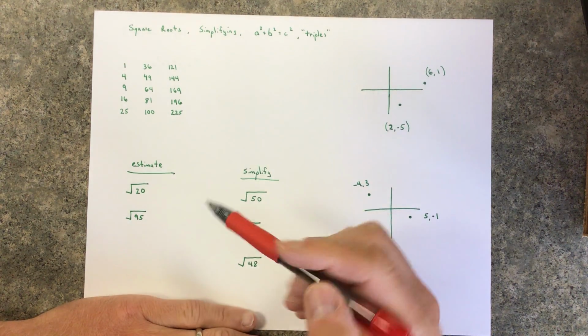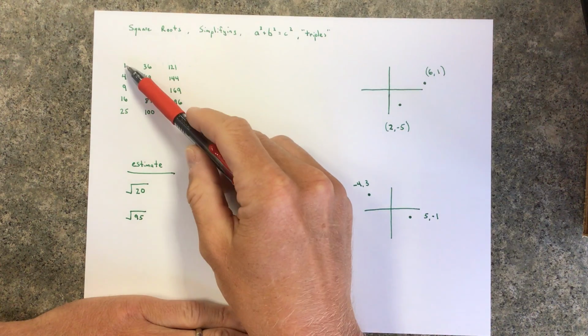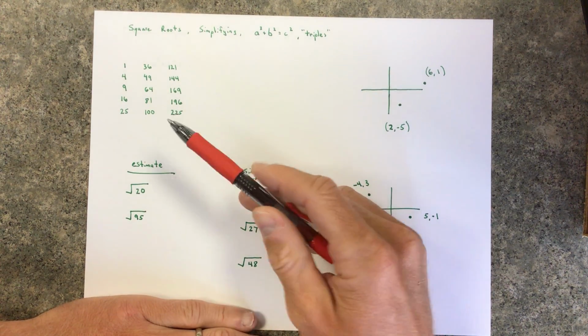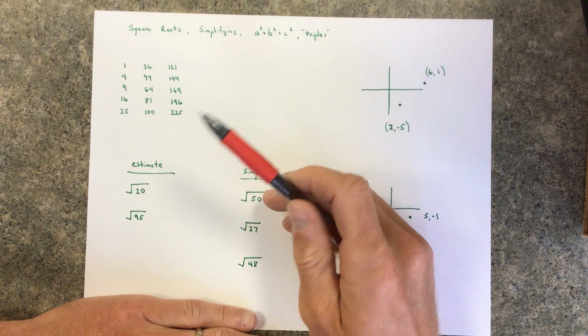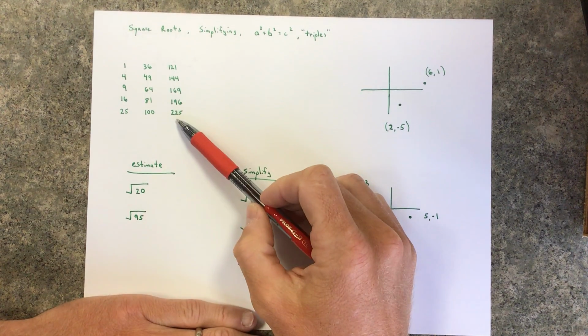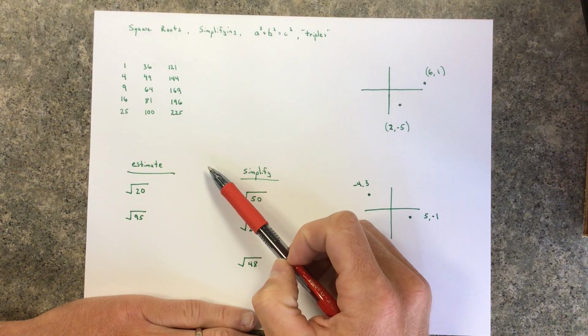If you try to take the square root of any other number between 0 and 225, you're not going to get an integer. The square root of 10 is some decimal. The square root of 9 is 3. So these perfect squares you really have to memorize. They're easy to generate, but there's a list for you.